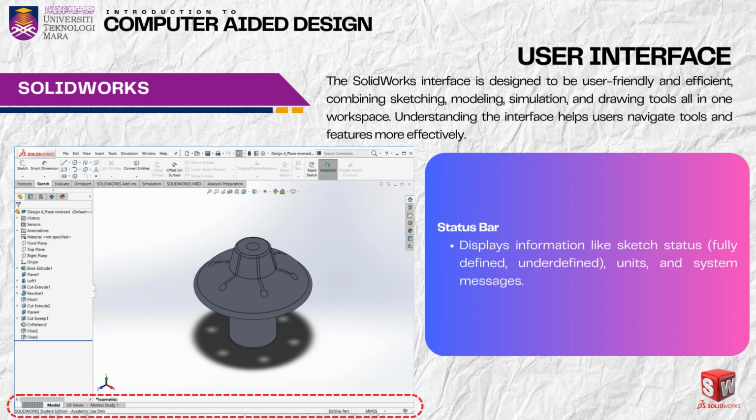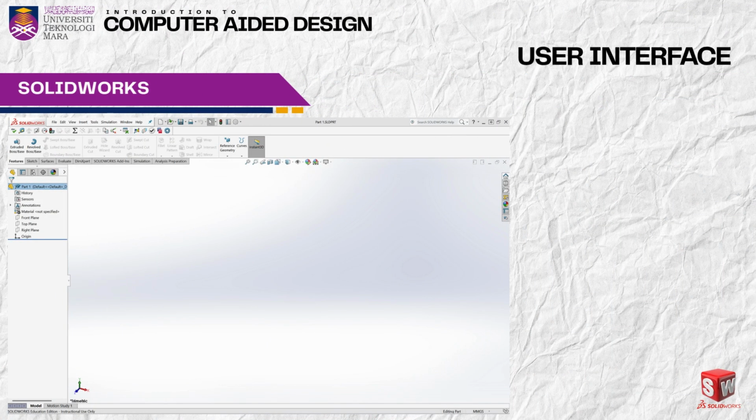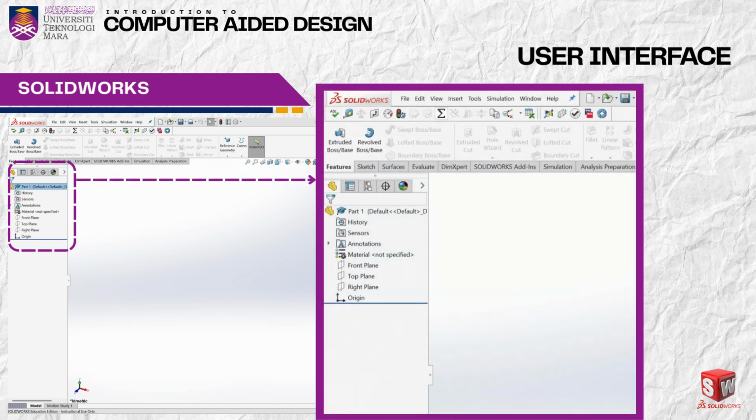Let's now continue exploring the SolidWorks interface by focusing on a critical section located on the left-hand side of the screen, the vertical tabbed area that includes several key managers. These tabs allow you to control and organize different aspects of your design, each serving a specific purpose in the modeling process. First and most commonly used is the FeatureManager Design Tree tab.